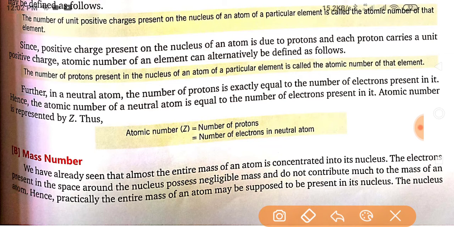Then mass number. We have already seen that almost the entire mass of an atom is concentrated in its nucleus. The electrons present in the space around the nucleus possess negligible mass and do not contribute much to the mass of an atom. Electrons are very light fundamental particles with negligible mass, so we do not count them. Hence, practically the entire mass of an atom may be supposed to be present in its nucleus.